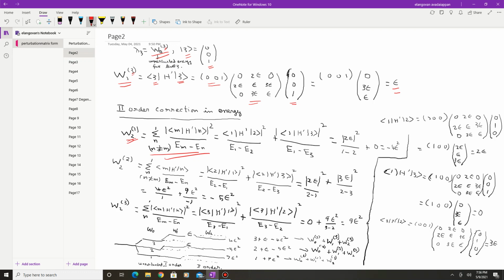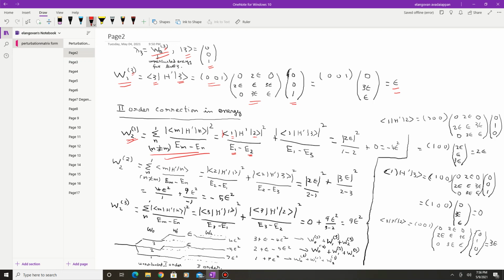m is the unperturbed energy. Now here the unperturbed energy is E1, and n runs over the other states. So for the first term, m is equal to 1, and n should not be equal to m, so you have to choose n equal to 2. So mod square of bra 1 H prime ket 2, divided by E1 minus E2, because n is equal to 2. So this is the energy corresponding to that level.